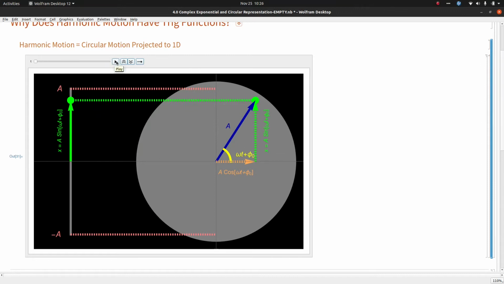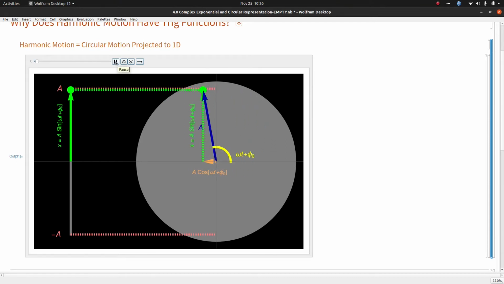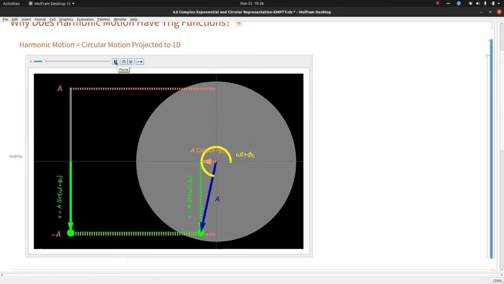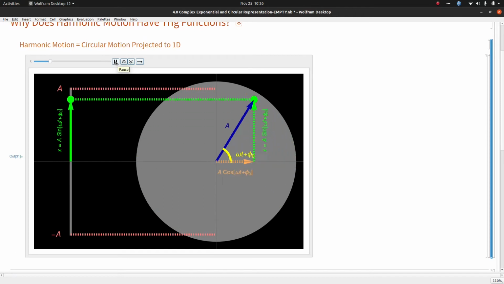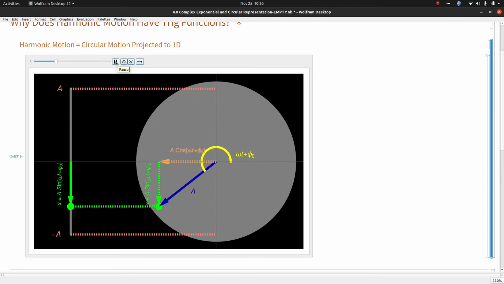The thing I want you to pay attention to is this green dot right here. As I play this animation, you can see the green dot moves around in a circle. It's just undergoing uniform circular motion.